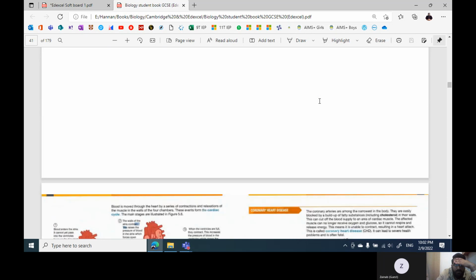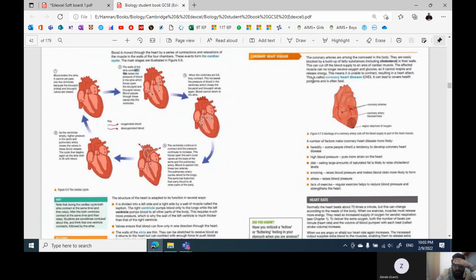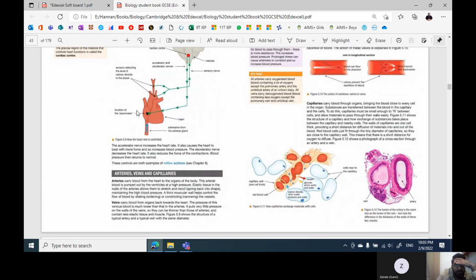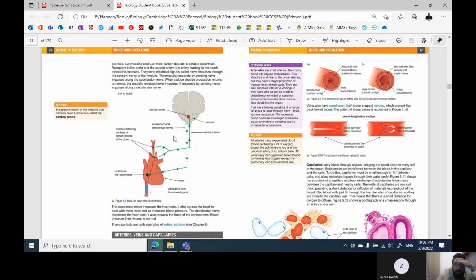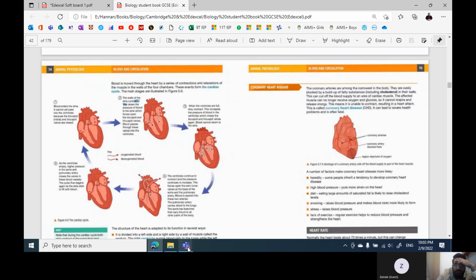Okay. There is, I think, one more topic about coronary heart disease, and then, yes, this one. Circulation, exercise, what happens to the heart when we are exercising. So we would be finishing this topic in the next classes.